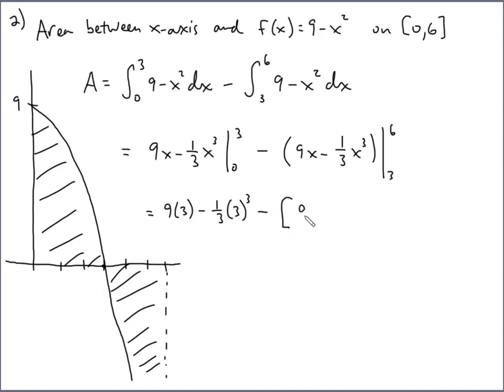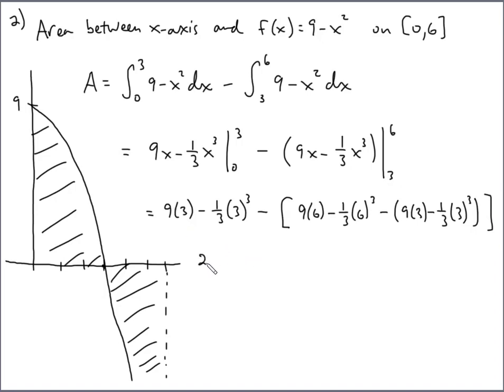So this is going to be 9 times 6 minus 1/3 times 6 cubed minus, if I plug in 3, I'm going to get 9 times 3. Plug in 3 on the other one, 1/3 times 3 cubed. Okay, so a lot of parentheses here. We've got to keep track of all of what we're subtracting, what we're adding.